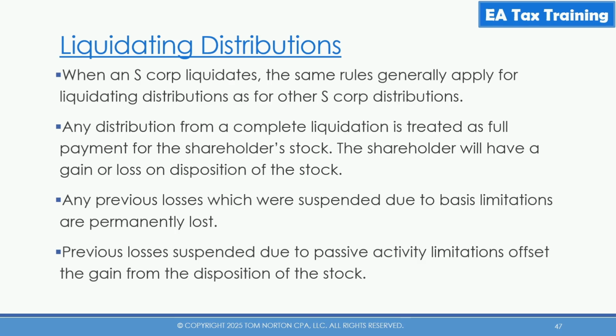Any previous losses which were suspended due to basis limitations are permanently lost. So if they had losses from the S Corp, they had no basis, couldn't take those, those are going to be permanently lost when the S Corp liquidates. If they had previous losses that were suspended due to passive activity limitations, those losses can be used to offset the gain from the disposition of the stock. So you'll want to remember that. Passive activity losses that were suspended can be used to offset the gain from the disposition of the stock, but suspended losses from the S corporation itself cannot be used to offset the gain from the liquidation.